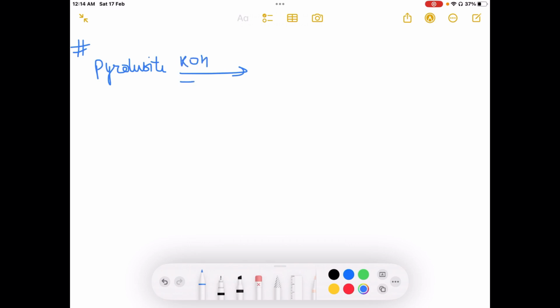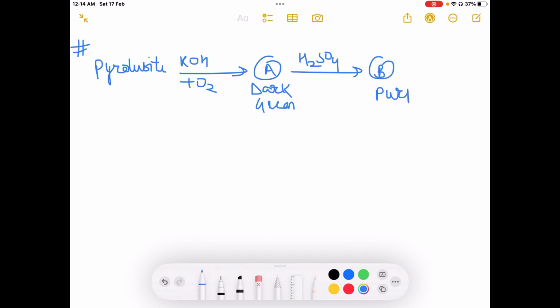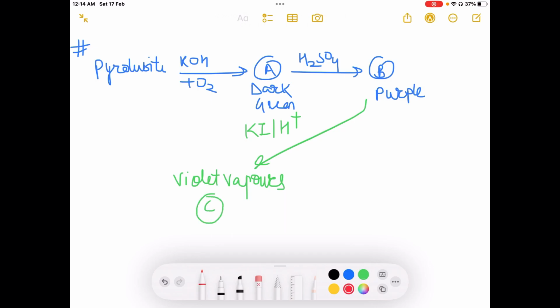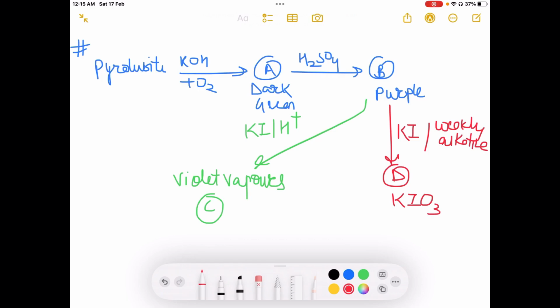With alkali and in presence of air changes to a dark green compound A. This dark green compound on acidification with dilute sulfuric acid changes to a purple compound B. This purple compound B with KI in acidic medium produces violet vapors or violet coloration of a compound C. This B on reaction with KI in weakly alkaline medium produces a compound D which is KIO3. Identify.